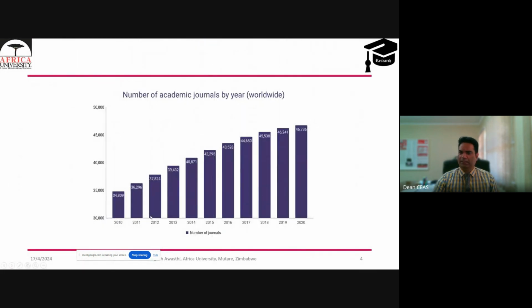Then this is the data up to 2020. You can see that in the last 10 years, from 2010 to 2020, from 34 to 46, around 12,000 new journals have been introduced. Sometimes I'm also very afraid. It's not that 12,000 new researchers are available, but you can see the journals are growing by leaps and bounds.